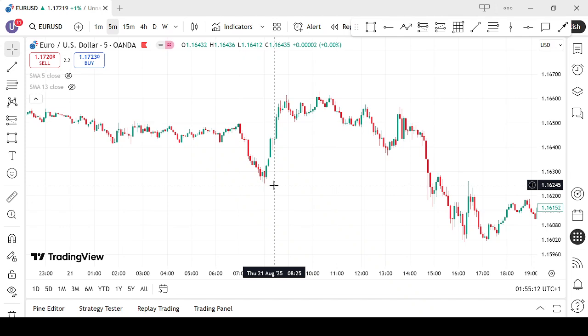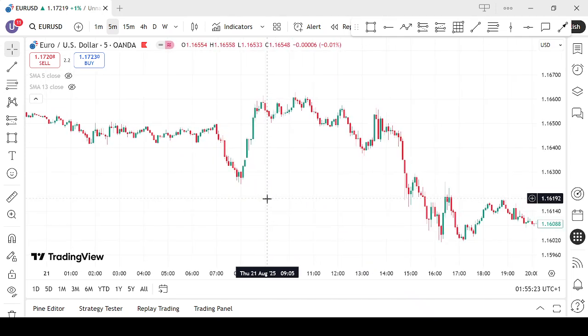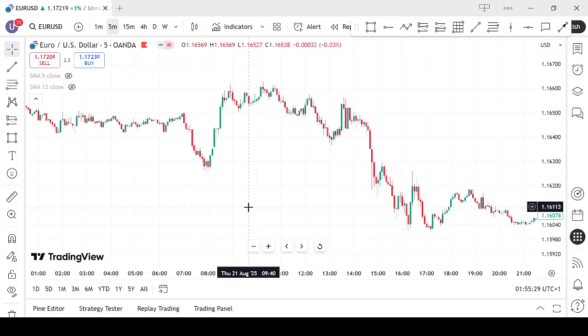You start by understanding the simple moving average as a technical indicator that calculates the average price of a security over a specific period. It helps smooth out price fluctuations, providing a clearer view of the trend direction. Now, the simple moving average is versatile and can be applied to any time frame.